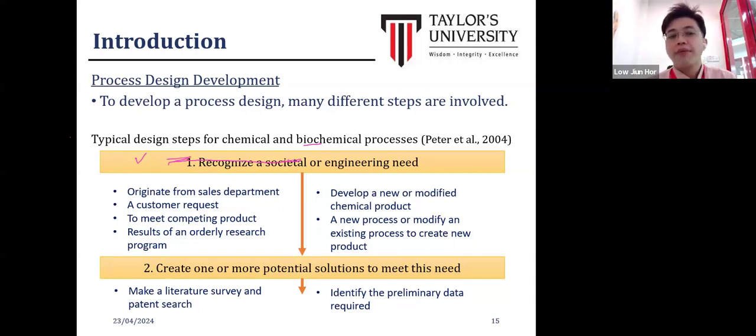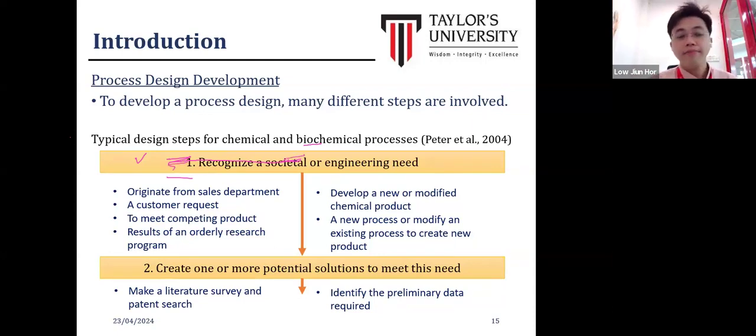Okay? So some of the company, they have their own sales department or marketing department. And normally they will do some survey or market survey to identify the potential product that they want to produce. So, based on the potential product they are going to produce, then as a chemical engineer, you need to try to propose a chemical plant, to design a chemical plant in order to assist them to produce the product. Okay, this is what we call recognize the need.